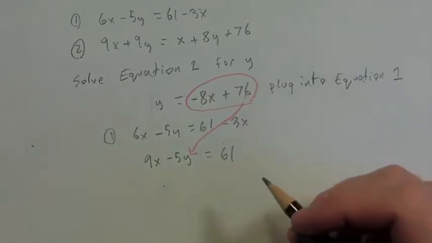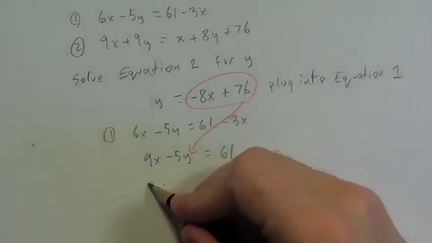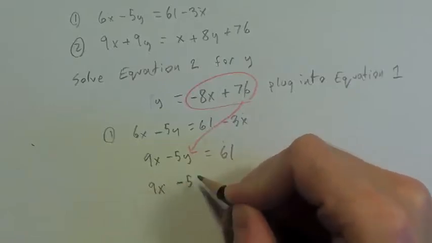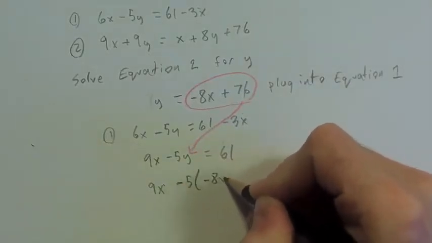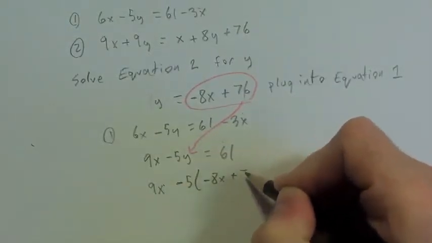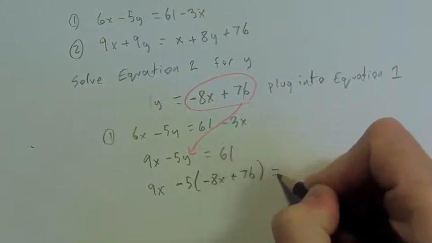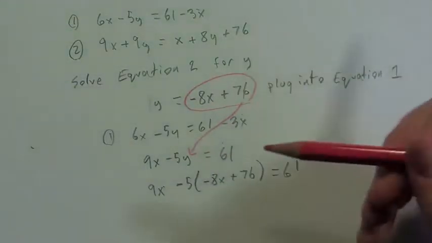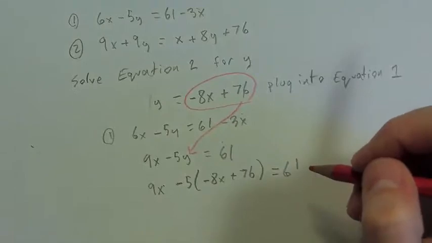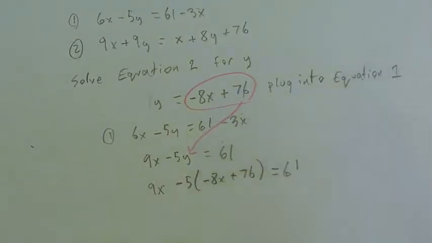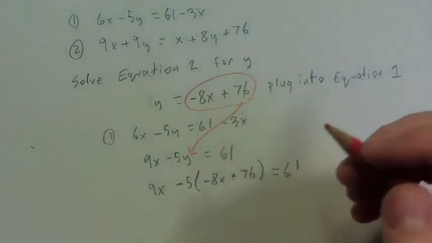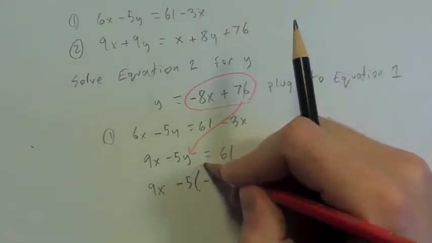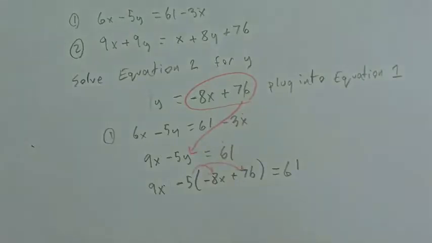Okay. So I'm going to get 9x minus 5 times negative 8x plus 76 is equal to 61. And now we have an equation to solve in just x. And that's what you should always have. Once you plug one into the other, you should always have a nice equation in x, or y, just a single variable. So I'm going to distribute this 5, negative 5 I should say.